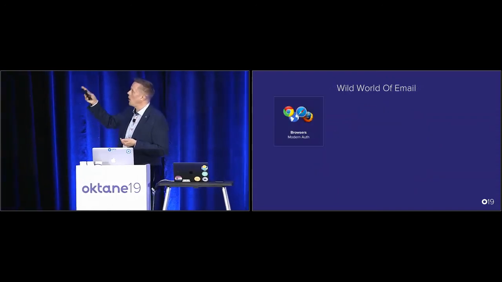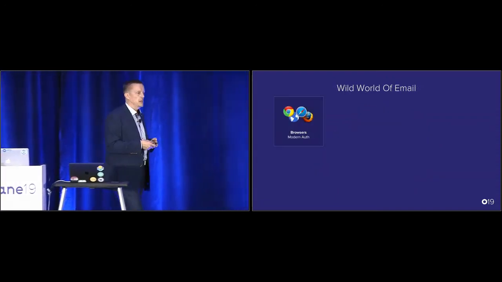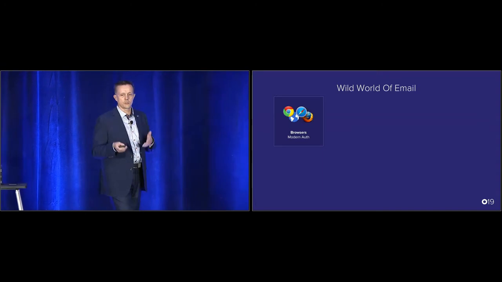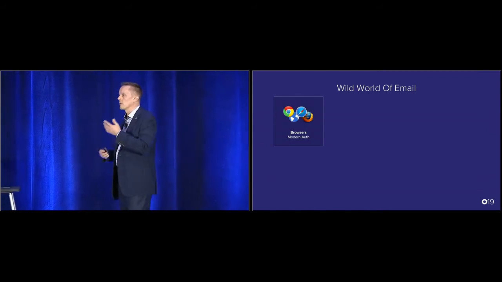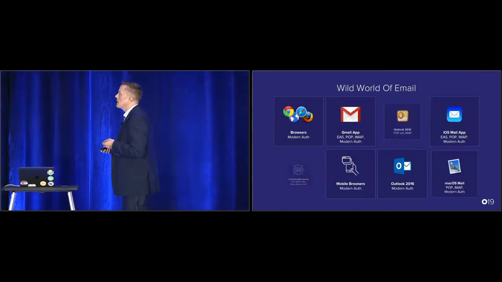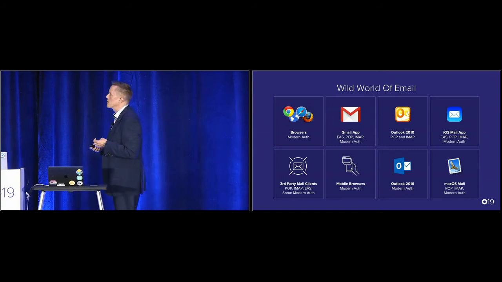So if you look at how that Office 365 is accessed, everybody wants to first think that, yeah, we just use a browser. And it's modern auth. We can do MFA. We can do our adaptive MFA, risk scoring, behavioral, all those great things. But the wild word of email refuses to die.